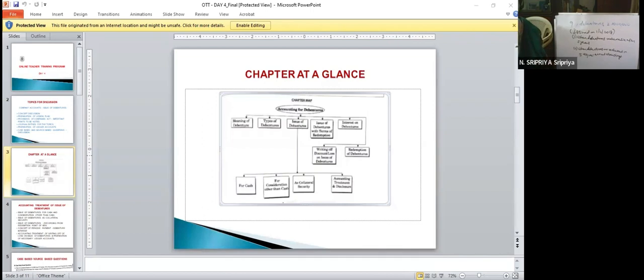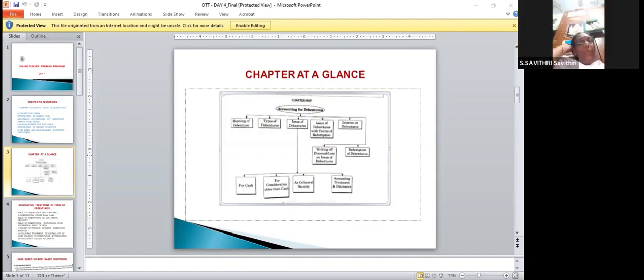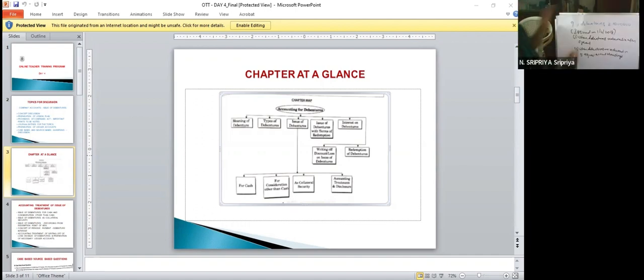Can I start explaining it now? Yes, ma'am. So the question is, how will these transactions be recorded in the balance sheet of the company?